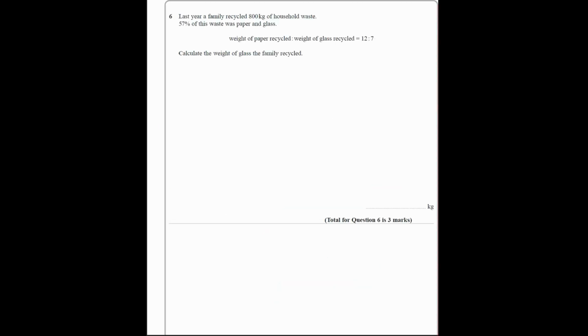Okay, in question number 6, last year a family recycled 800 kg of household waste. 57% of this waste was paper and glass. Weight of paper recycled to weight of glass recycled equals 12:7. Calculate the weight of glass the family recycled. So here we have to check the ratio first. Weight of paper recycled is to weight of glass recycled is 12 is to 7. Therefore, 12 plus 7, in total we have 19 parts.